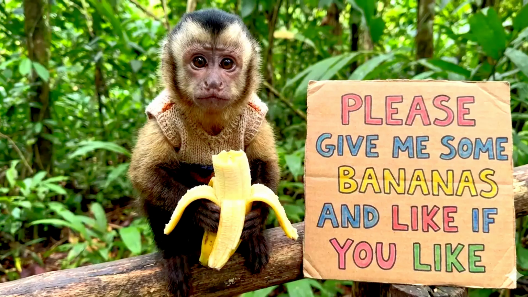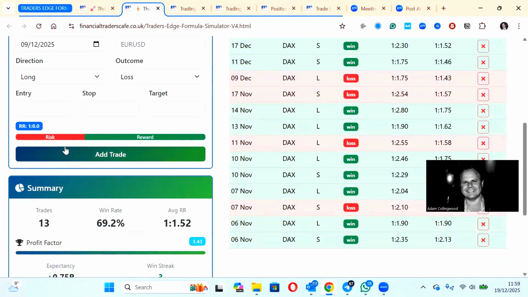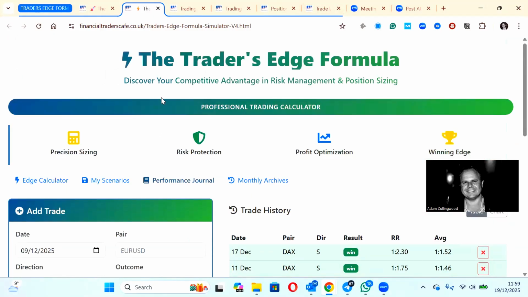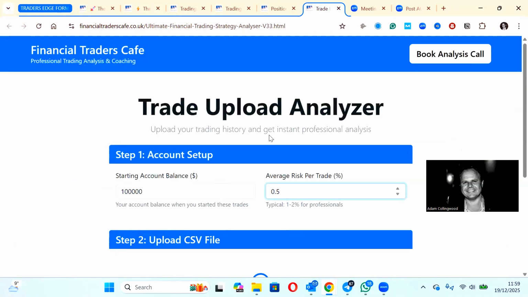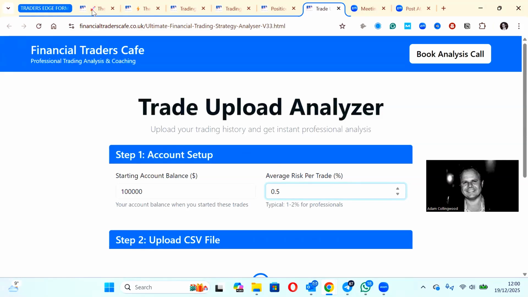So very useful. But with the Trader's Edge formula, you can do these numbers in here. So we can type those in and then this will calculate it for you as well. Okay, so that does it all within here in the Trader's Edge formula, but as a standalone one, that's the position sizing calculator. All right, so there you have it.